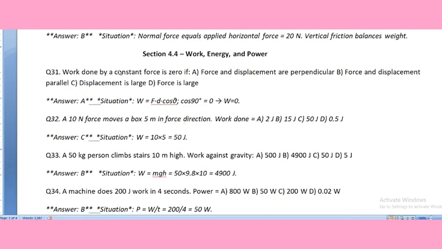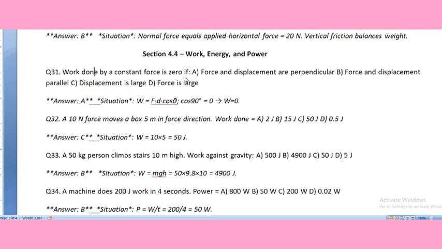Question number 31. Work done by a constant force is 0 if choice A, force and displacement are perpendicular to each other. Choice B, force and displacement are parallel. Choice C, displacement is large. Choice D, force is large.